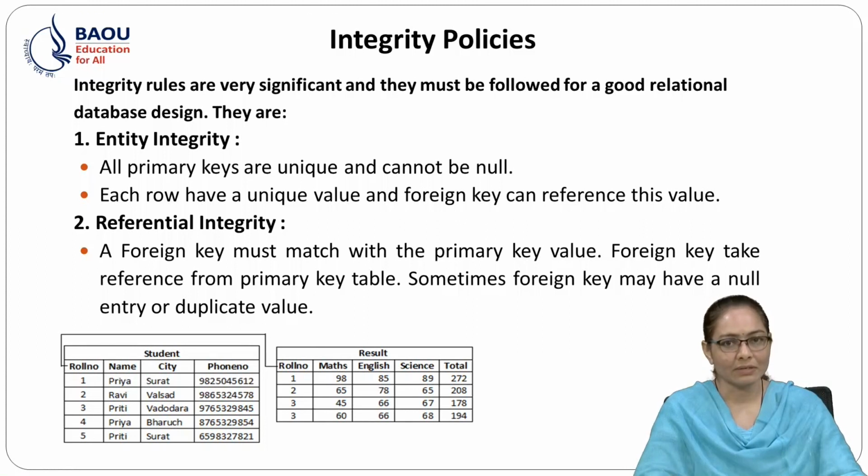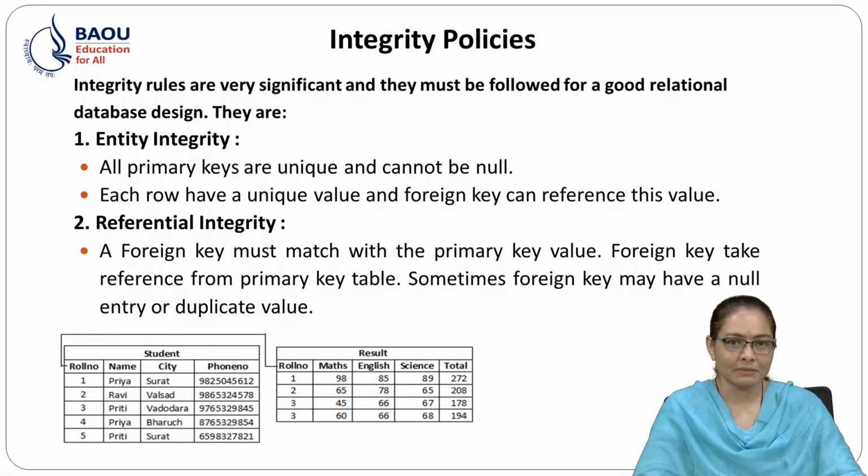Now, the second one is referential integrity. Referential integrity ensures that a foreign key must be matched with a primary key value. The foreign key takes the reference from the primary key table or a master table. Sometimes a foreign key may have a null entry or a duplicate value.